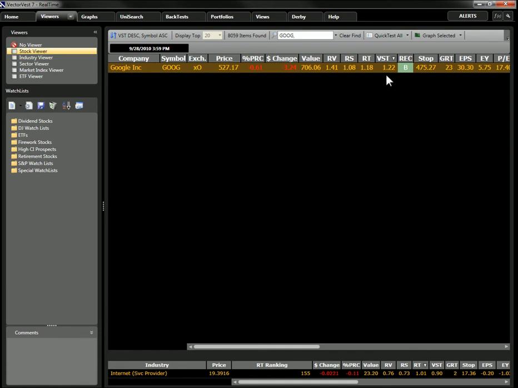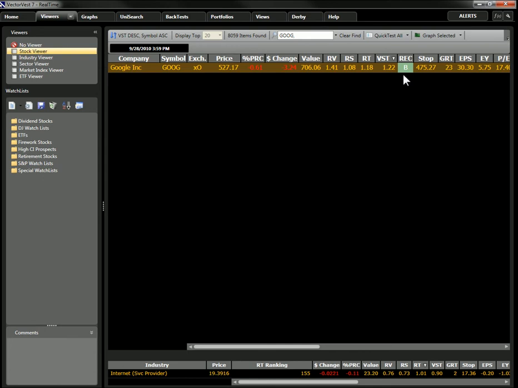The next column is VST. VST is our master indicator, which combines value, safety, and timing into a single indicator. Currently, Google has a VST of 1.2, which is good on a scale of 0 to 2. That is letting us know that Google has a pretty good combination of value, safety, and timing.